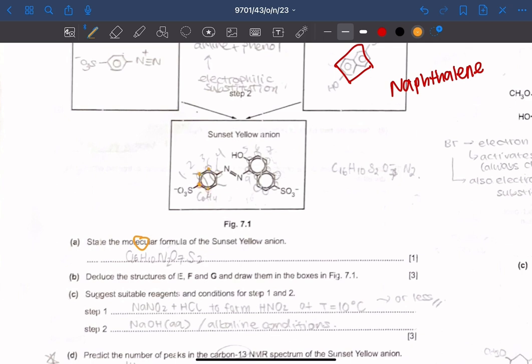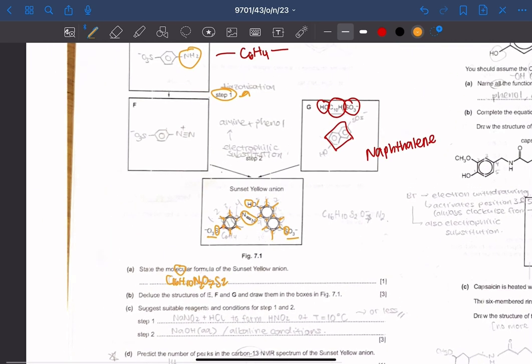So here we can count 1, 2, 3, 4, 5, 6, 7, 8, 9, 10, 11, 12, 13, 14, 15, 16. C16. H is 1, 2, 3, 4, 5, 6, 7, 8, 9, 10. H10, N2, O, 3, 4, 7. 7 as 1, 2, 2.